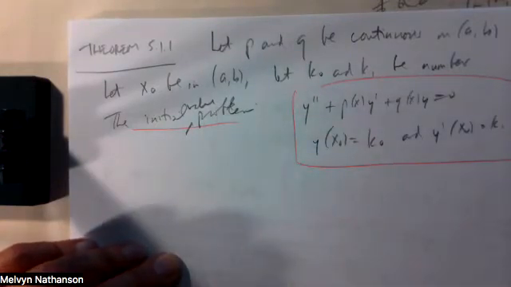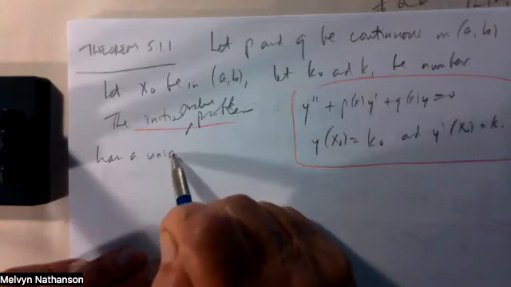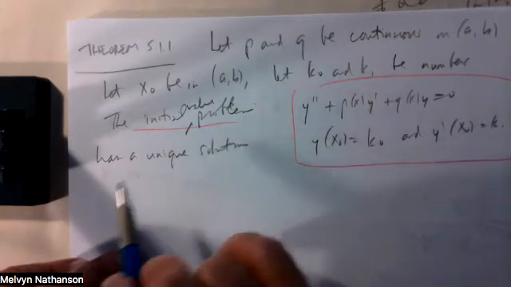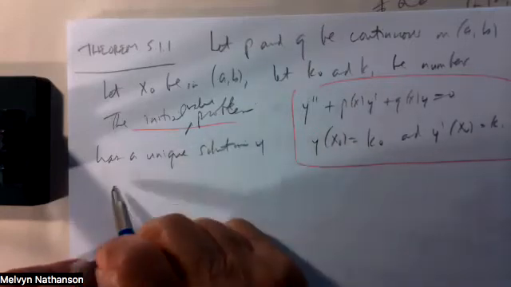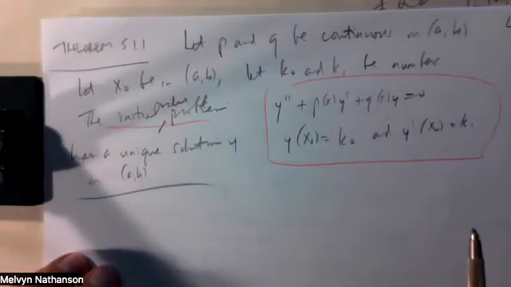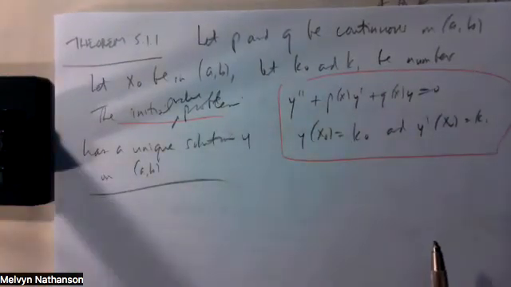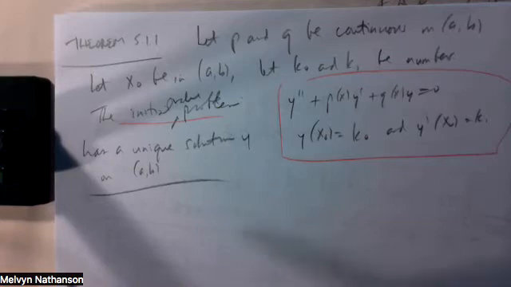And the theorem says that this problem always has a solution, and the solution is unique, has a unique solution y valid everywhere on the interval from a to b. So this is the fundamental theorem that we use all the time. This tells us that every one of our problems has a solution. Having a solution is different from being able to find the solution, but every one of these problems has a solution. Now, there's one special case which follows immediately from this theorem.